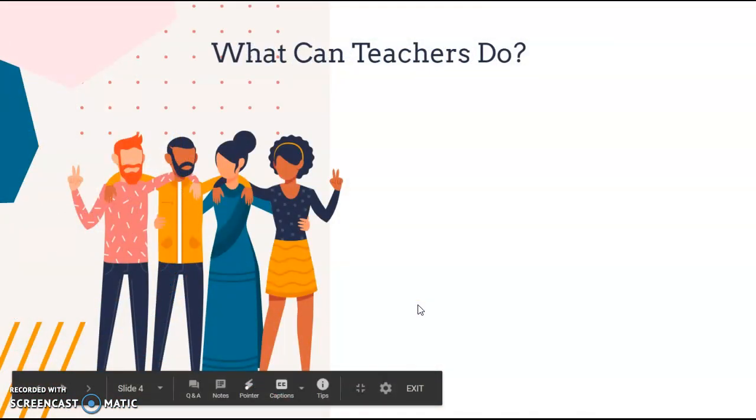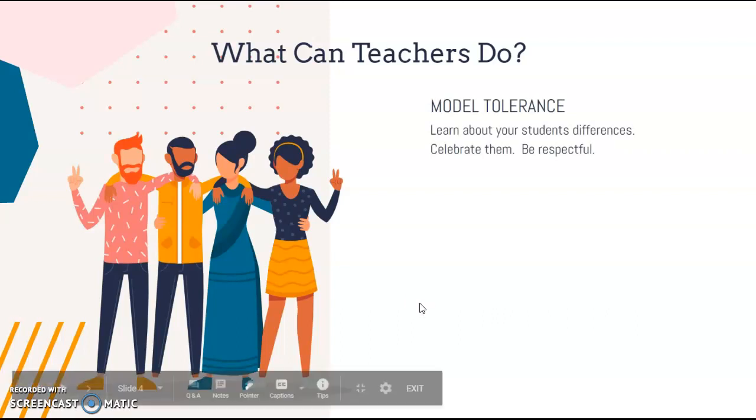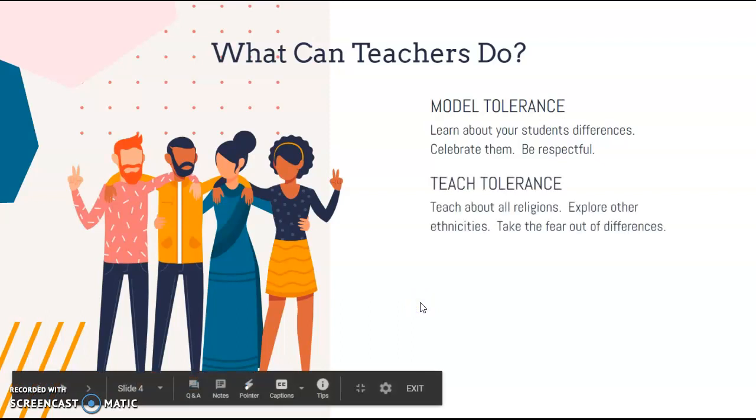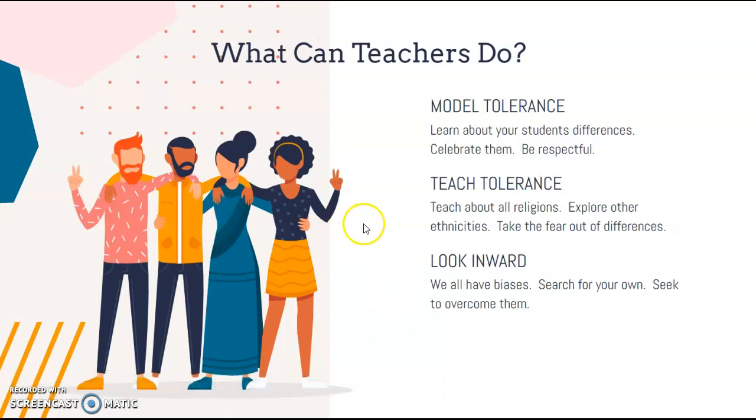What can you do as a teacher? Model tolerance. Learn about the differences. Be respectful of them. Teach tolerance to your students. Teach about different religions. Teach about different ethnicities. Take the fear out of the differences among your students. Finally, look inward. Everybody has biases inside of themselves. We need to search for our own and seek to overcome them.